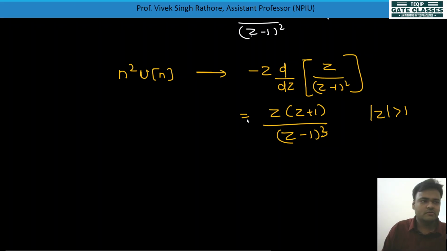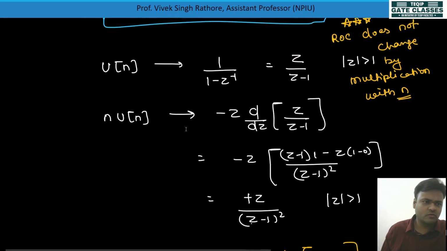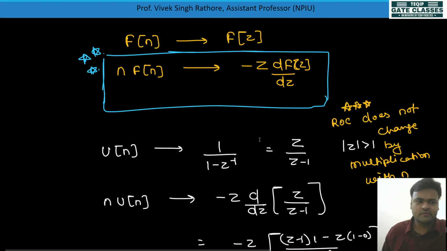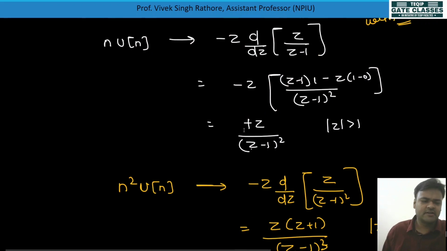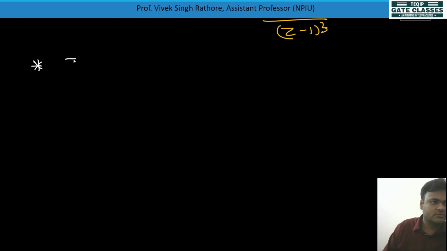Okay, so see this property is not so tough. Just remember that the z transform of n into f of n is minus z df by dz. Otherwise we only need to differentiate, everything else is easy. So we'll go with the next segment. Next segment is inverse z transform. Okay, inverse of z transform.